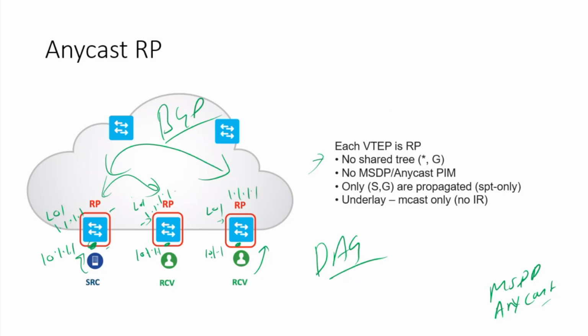So if I go back to Shobha's query, in this case, when the source comes online, it will send this type 5 BGP route. When the receiver comes online, it has seen this type 5. It knows where the source is. It will send a type 7 route to join the multicast tree.